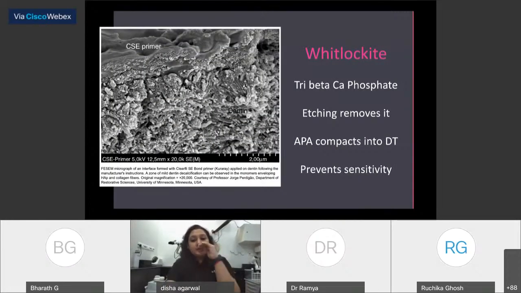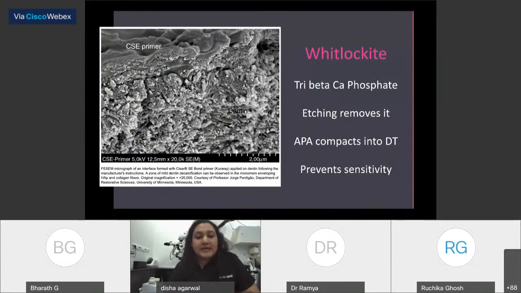The importance of Whitlockite. Okay, this is something which I'll discuss because it's very difficult to understand also. Remember, I told you that SE Bond was one of the first to put in the MDP. Now, MDP is something which is going to chemically bond. We've always learned, right? It's a micromechanical retention.